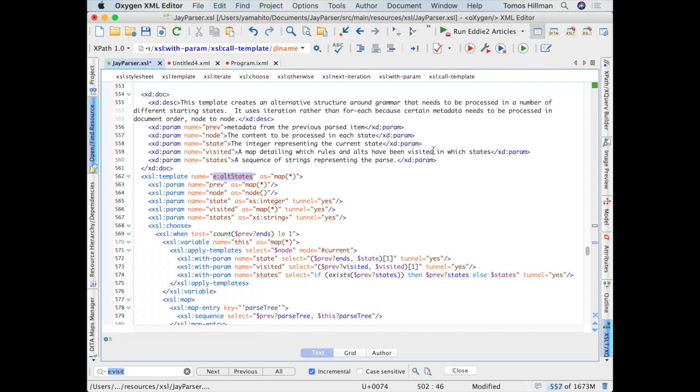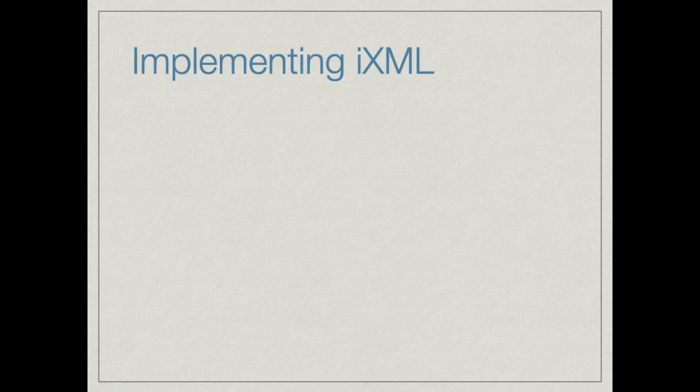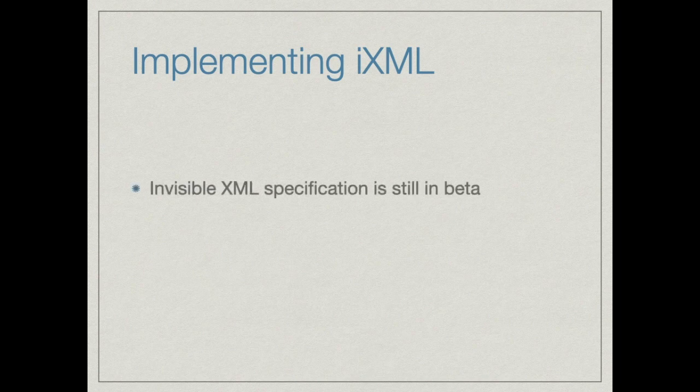So that's quite an in-depth look into the workings of the JayParser. Next question is, how well does it actually work? Well, before we get to that, I'd like to spend a little time discussing what it means to be an implementation of Invisible XML. In a sense, it's impossible to say that the JayParser is an Invisible XML implementation, because the Invisible XML specification is still in beta, and there is no conformance suite defined as yet.